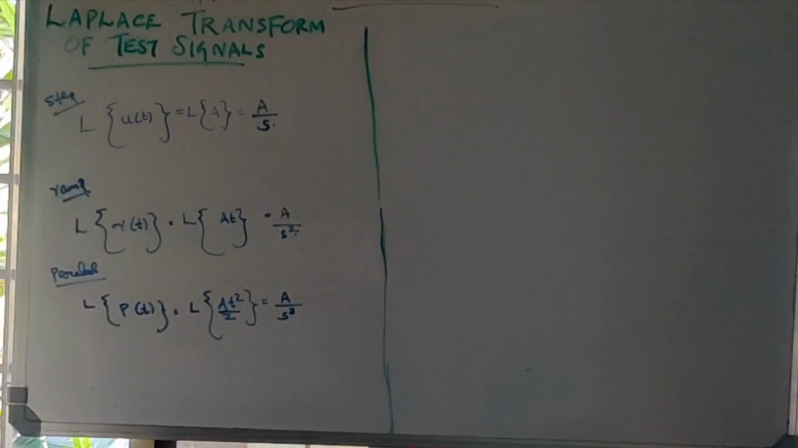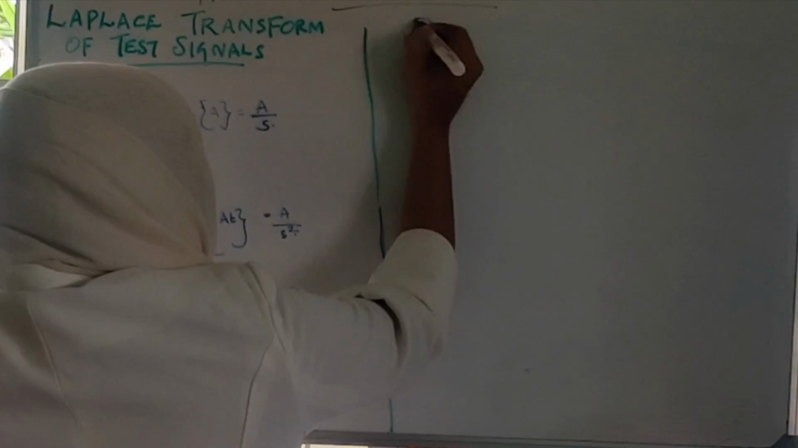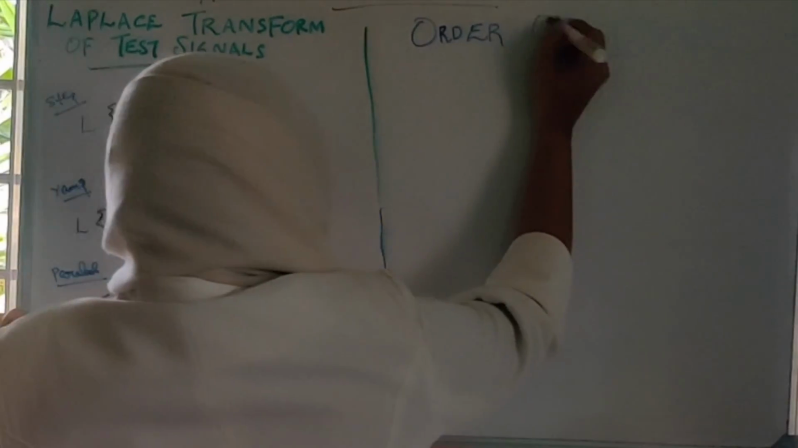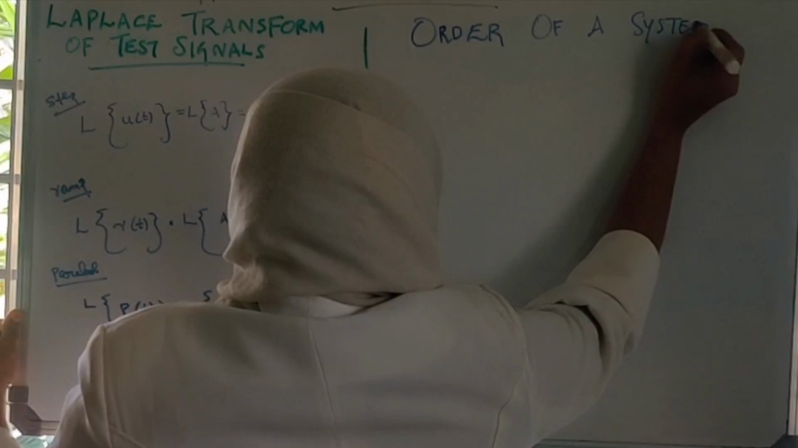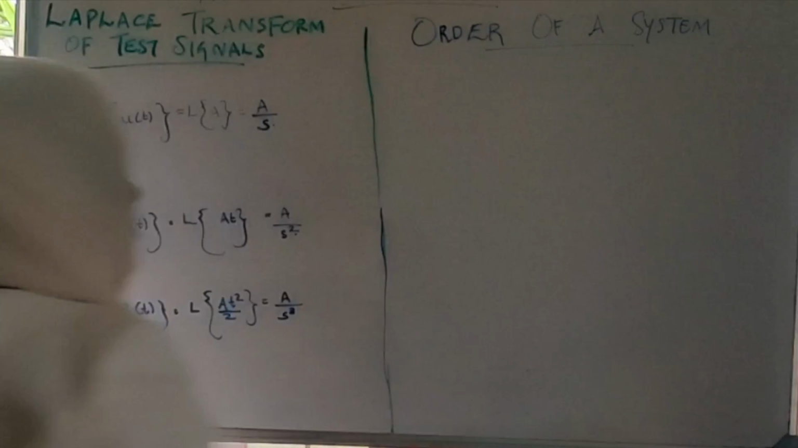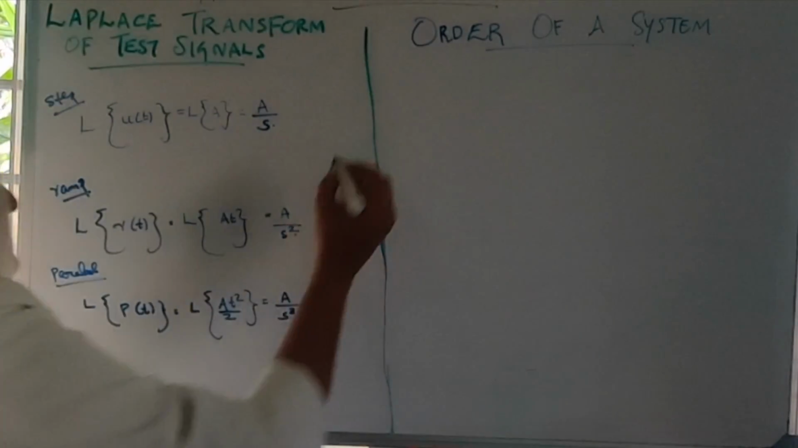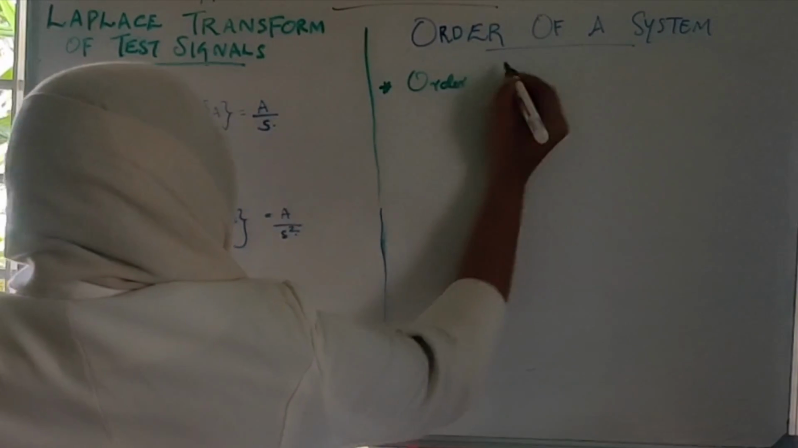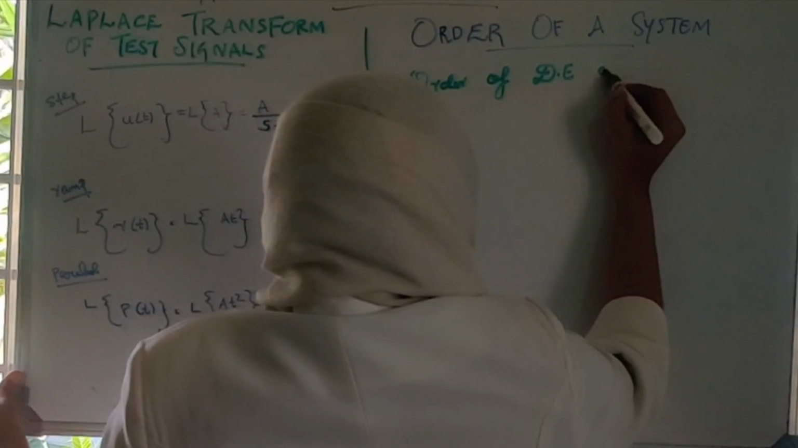So the next topic is the order of a system. What is meant by the order of a system? The order of a system is nothing but the order of the differential equation governing the system.